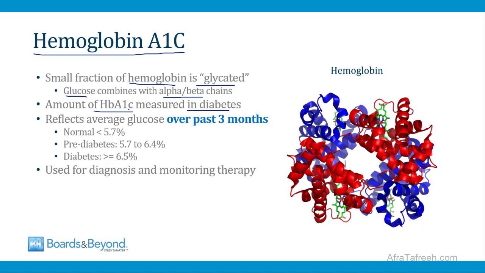The percentage of hemoglobin that is hemoglobin A1C reflects the average glucose over the past 3 months. And that's why this is a very handy measurement, because it's not giving you a snapshot in time of the blood glucose. It's telling you how the blood glucose levels have averaged over the last 3 months. A normal hemoglobin A1C level is less than 5.7%, prediabetes is 5.7 to 6.4, and diabetes is greater than or equal to 6.5%. Measuring the level of A1C can be used for diagnosis of diabetes like we talked about earlier, and it can also be used for monitoring the response to therapy.